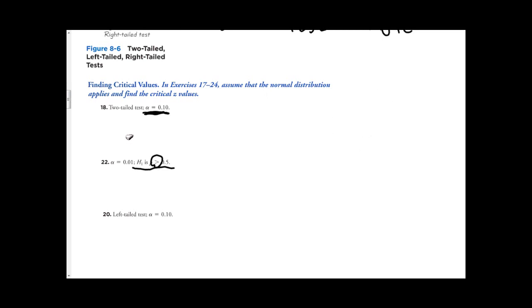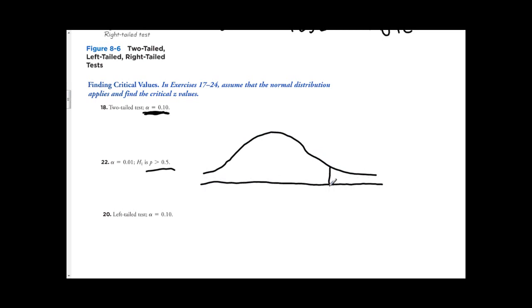Now, this is a right tail test. The alternative hypothesis is that p is greater than 0.5, so we're looking for extremely large values of p, and those are going to be unusual. It's a right tail test because the alternative hypothesis is greater than, and it's pointing to the right tail. We want the entire area to be alpha over here. So we want all of alpha over here.